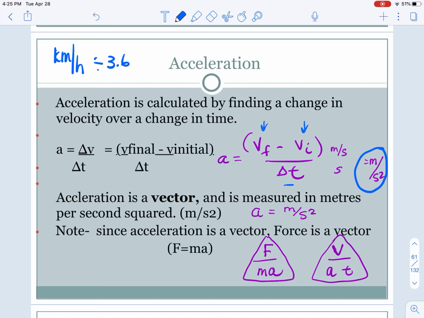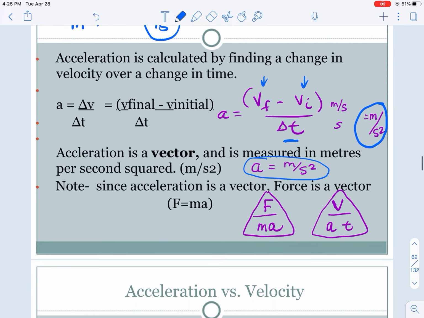I'll mention right now that if you ever do get something in kilometers per hour, remember that you just simply divide kilometers per hour by 3.6, and that will give you the answer in meters per second. We always use meters per second for this formula so that it goes with seconds, which is what the time is in. And so we can stick to acceleration being measured in meters per second squared for that reason.